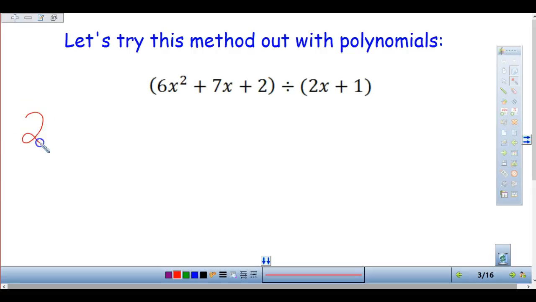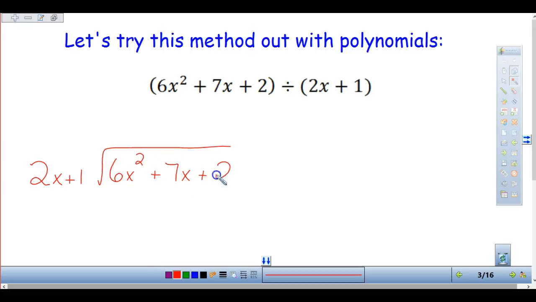6x squared. No, 2x plus 1. Now leave a space so you can write above. I'm going to do that. So 2x plus 1, and then underneath we're going to have 6x squared plus 7x plus 2. Now what you're going to do, and I'm going to highlight here, I don't care about the stuff I'm adding at the end. All I care about is my 2x here. I want to know what is this here.